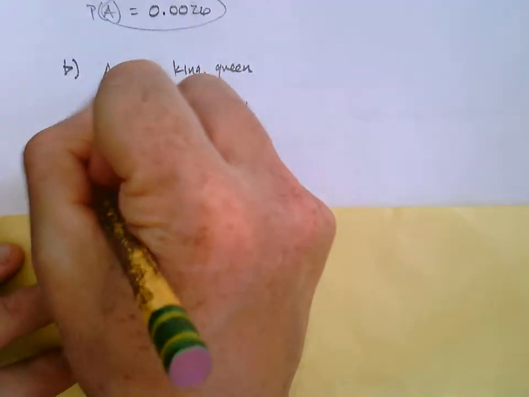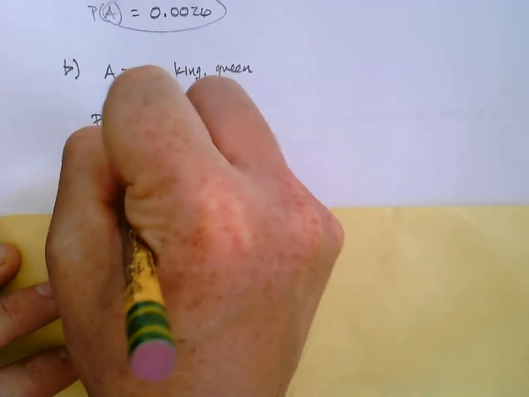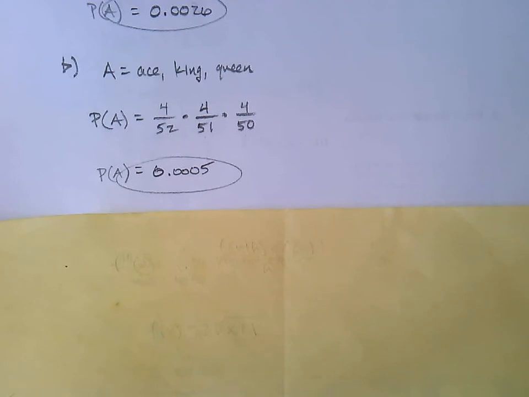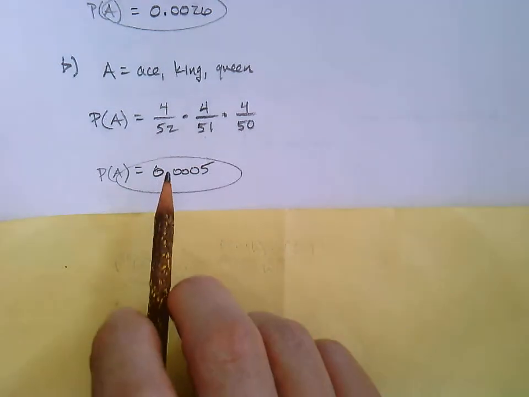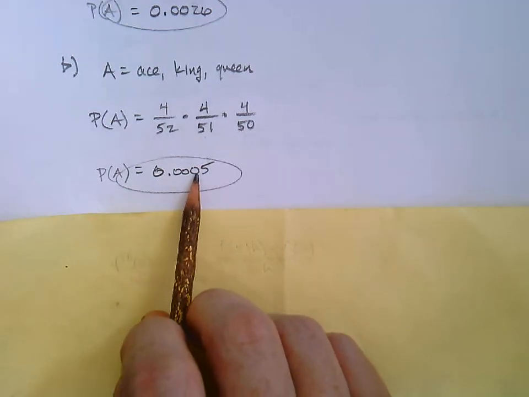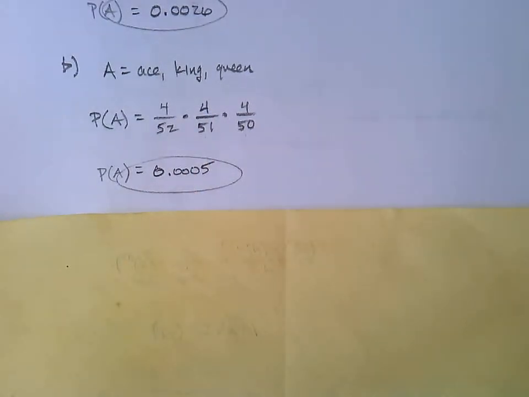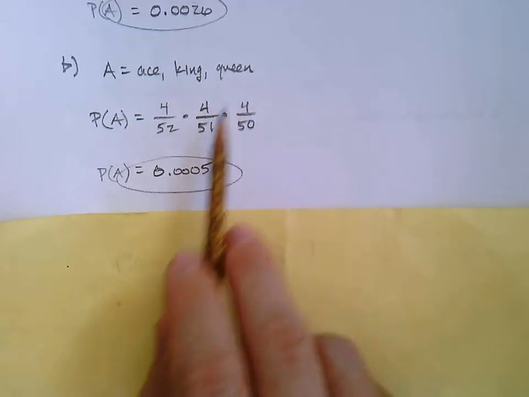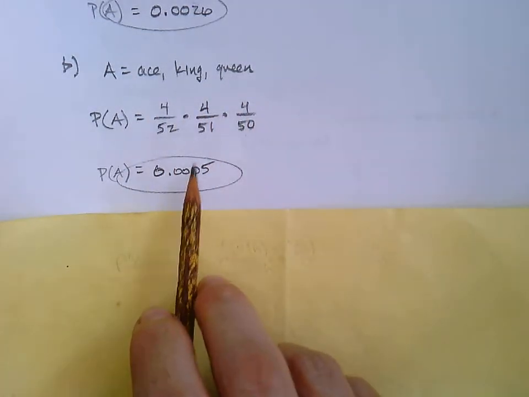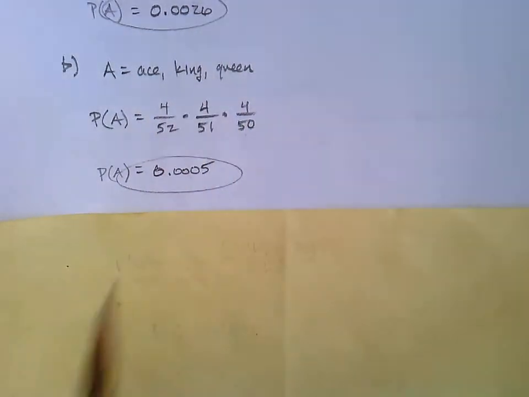And we can multiply those. Again, just grab your calculator here. 0.0005. Even less of a chance than getting the 4 clubs? Yeah, because there are so many more clubs than aces, kings, and queens, right? There's only 4 of each of these. So the chances are even smaller than that, a lot smaller, honestly.